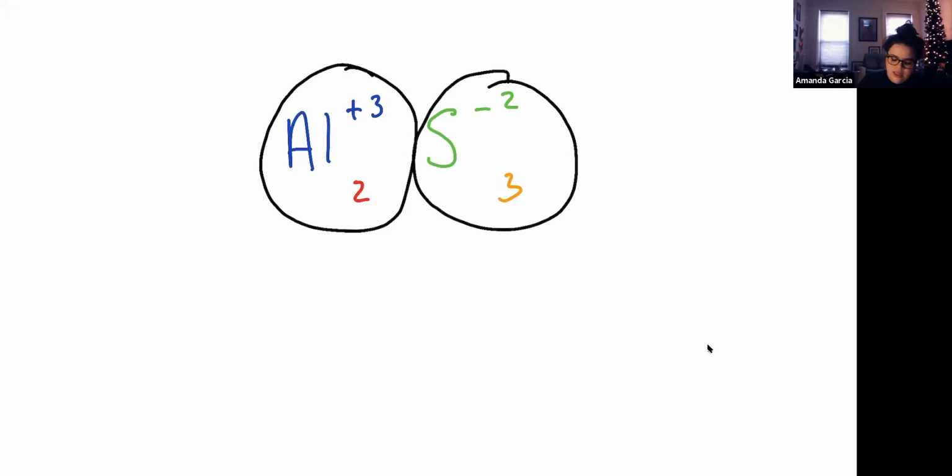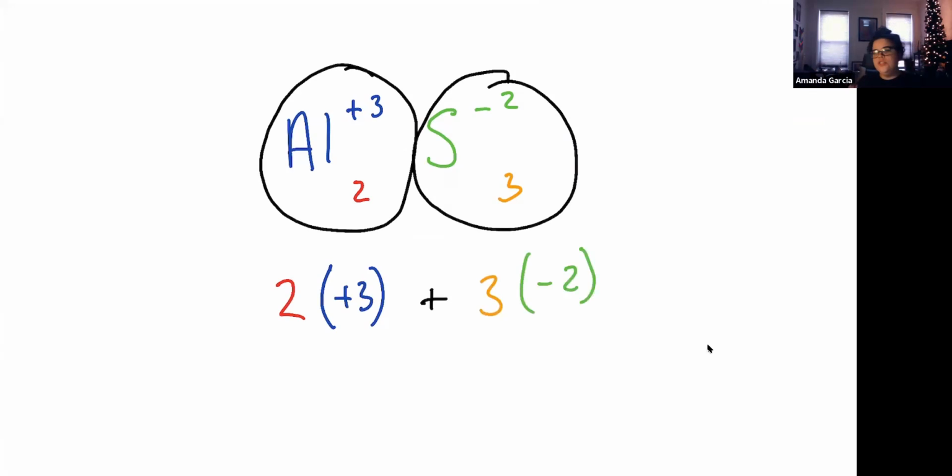And so to calculate overall net charge, you're just going to add up all of the charges for your compounds. And so I have two aluminums, which each came with a charge of +3. And I'm going to add that to my 3 sulfurs that each have a charge of -2.